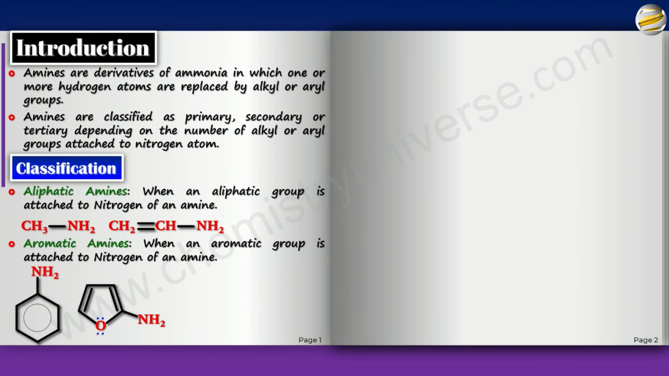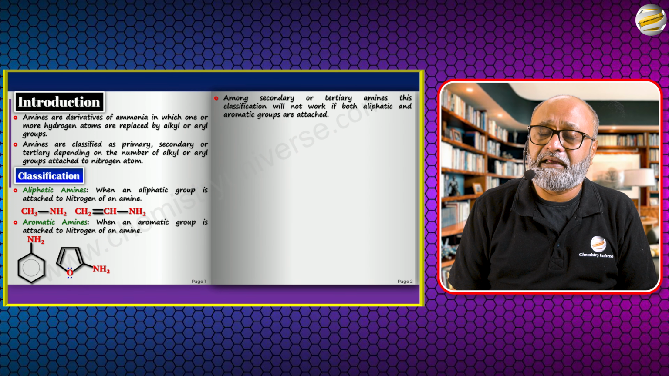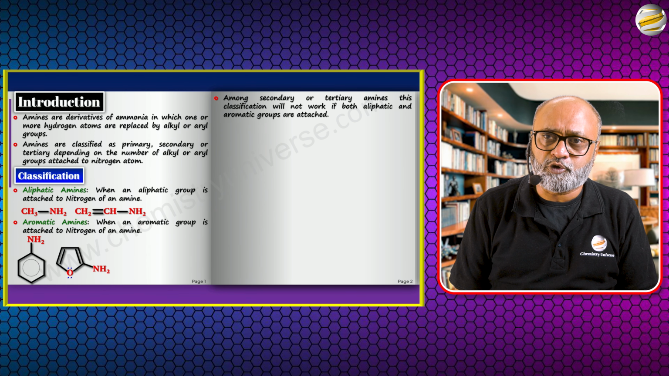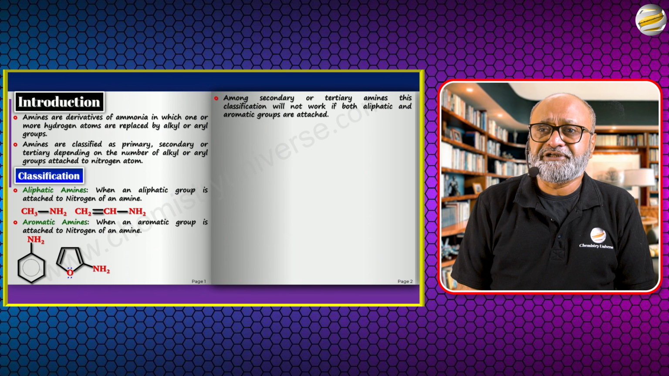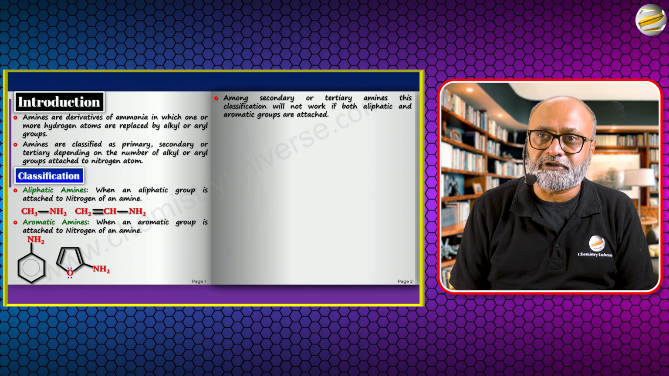Among secondary and tertiary amines, this classification will not work if both aliphatic and aromatic groups are attached together, which means if one alkyl group is aliphatic and the other is aromatic, because in a secondary amine you will have two R groups attached to the nitrogen. In a tertiary you have three R groups attached to nitrogen. So you cannot classify them as aliphatic or aromatic if they are mixed. So aliphatic and aromatic is more workable for primary amines only.